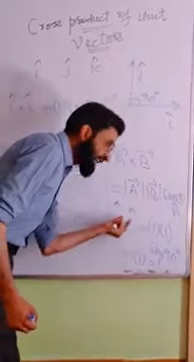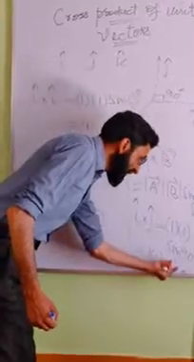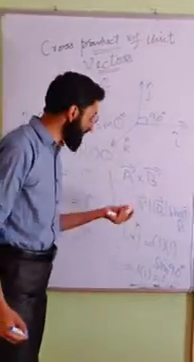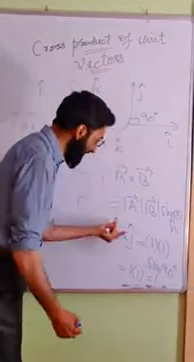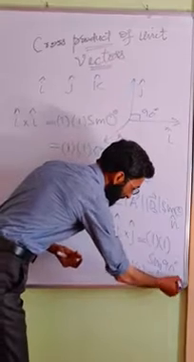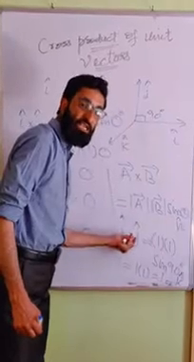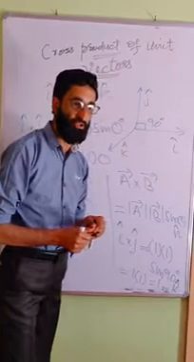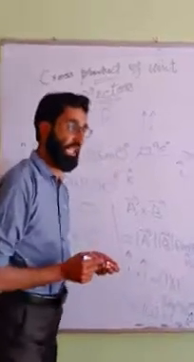Now, i cross j is a vector, and this vector, whose magnitude is 1, acts perpendicular to i and j. Now, what is a vector perpendicular to i and j? It is k cap. So we can write i cross j cap is equal to k cap. That means the cross product of i and j is again a unit vector which acts perpendicular to these two vectors. Therefore, we can say i cross j cap is equal to k cap.